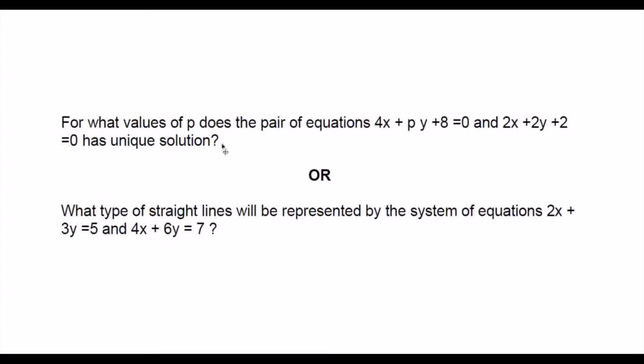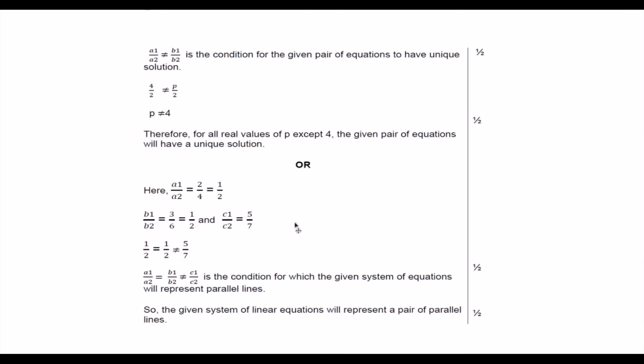Here internal choice is given. The first question is to find out the value of p. 2 linear equations are given and a condition is given, that is unique solution. Or you have to find out what type of straight lines will be represented by the system of equations 2x plus 3y is equal to 5 and 4x plus 6y is equal to 7. That is, you have to find out a1 by a2, b1 by b2 and c1 by c2. Here is your answer. Do verify your answer.